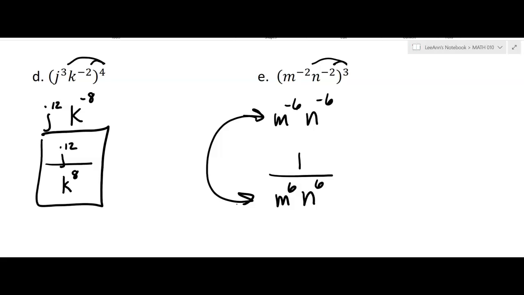So the m to the negative 6 goes in the bottom. Now it's m to the positive 6. The n to the negative 6 goes to the bottom. Now it's n to the positive 6. Why do I have to have the 1? I have to have something uptown, otherwise it's not going to look like they're in the denominator, okay? So there's the answer. You need that 1 in the numerator. All right.